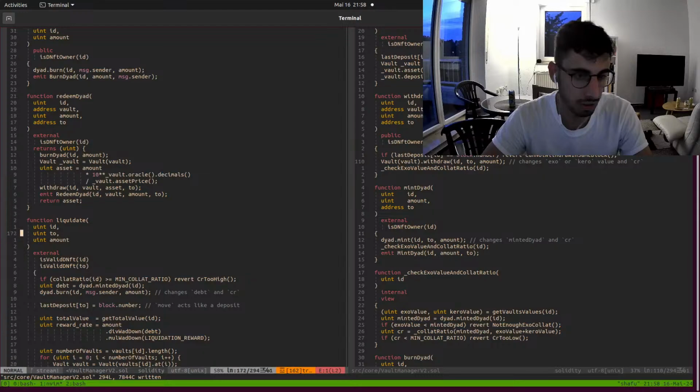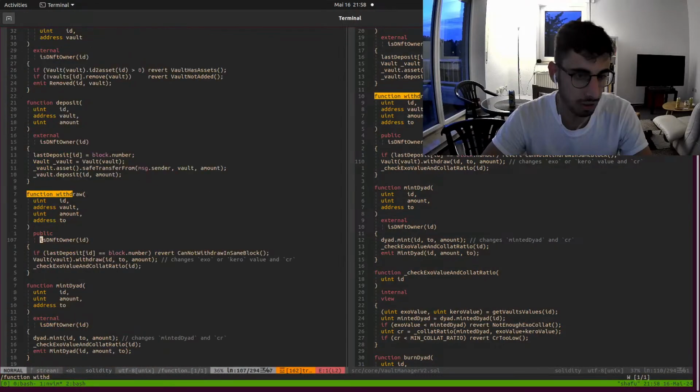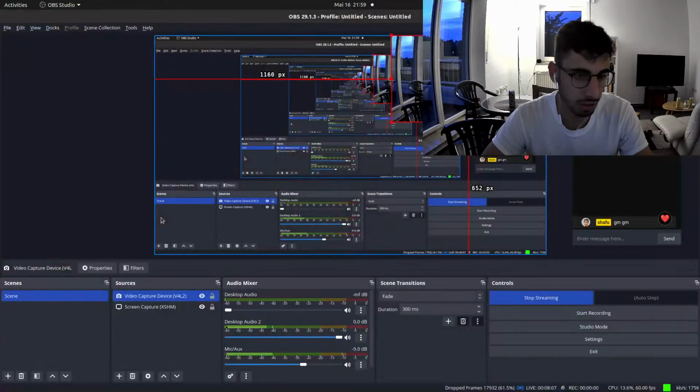So in the newest version, function withdraw, it actually checks if it's the DNFT owner and not if it's a valid DNFT.